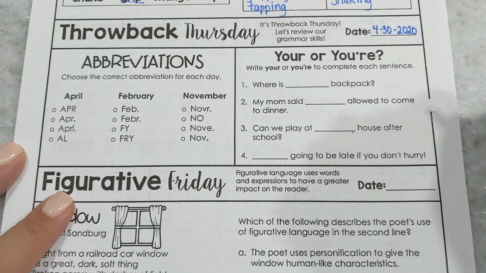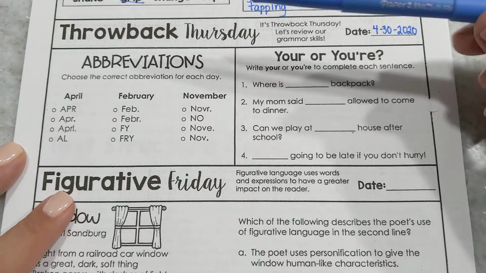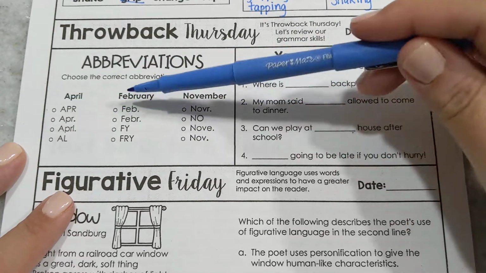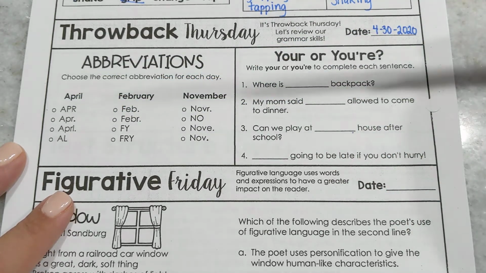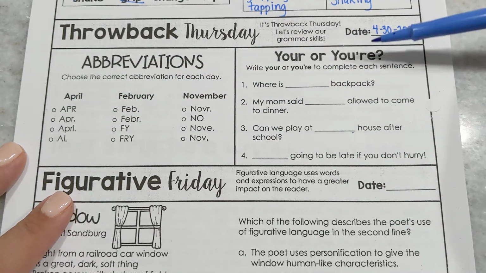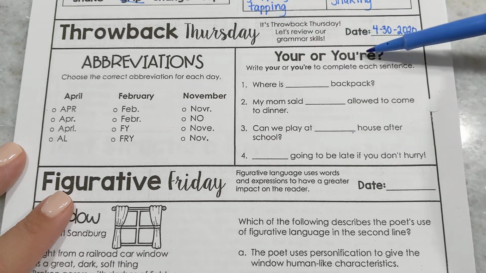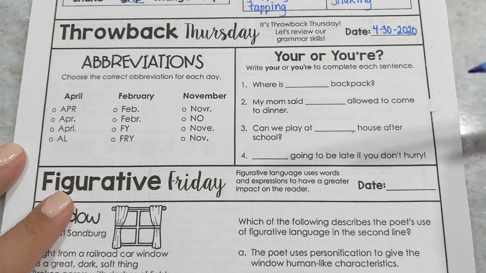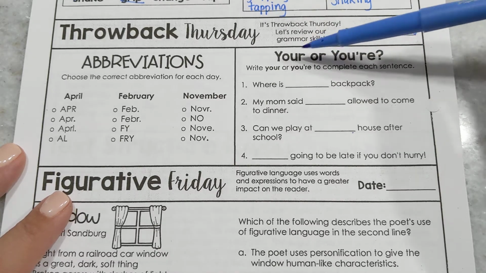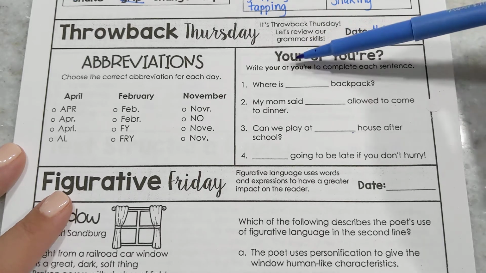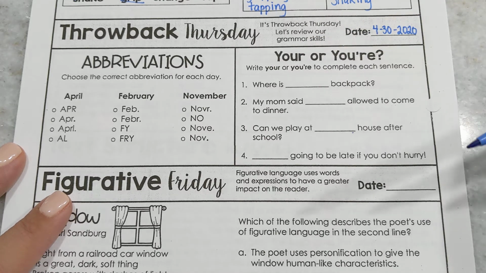Happy Thursday. We're working on some abbreviations today. We're going to talk about abbreviations for months of the year. And then over here, we're going to be talking about your and you're. These are homophones. They sound the same, but they're spelled different, and they have different meanings. Guys, this is a concept that even a lot of adults have trouble with.